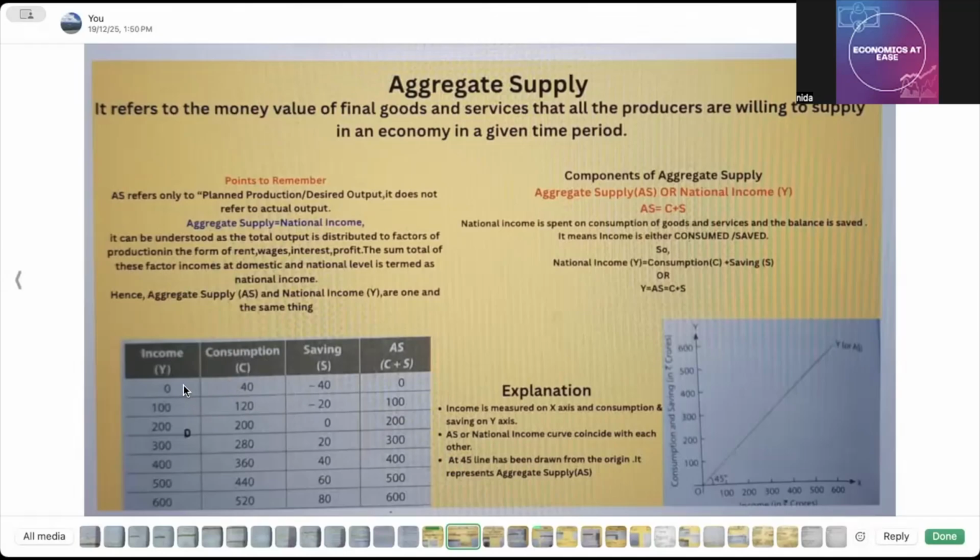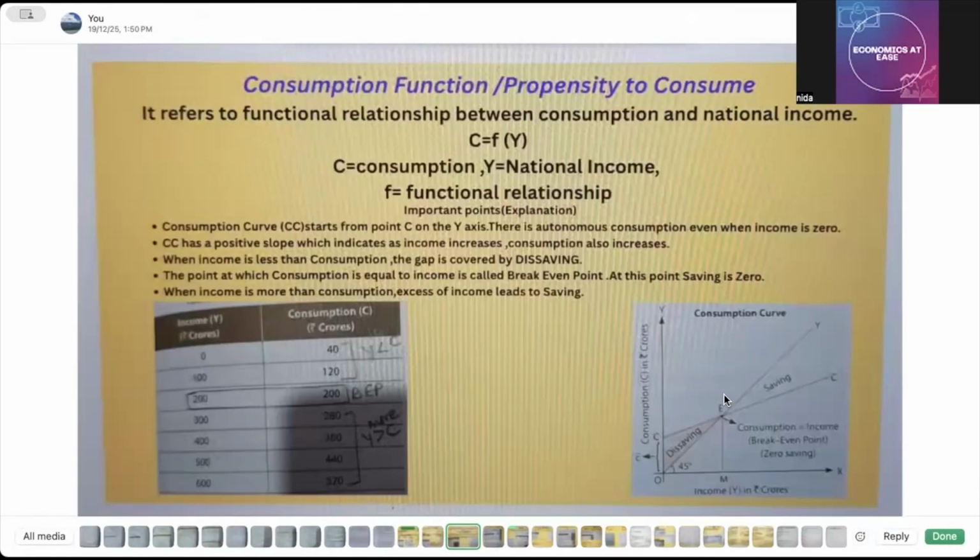With the help of this table we can easily see that when income is less than consumption, it is a condition of dissaving. In the next part we are going to discuss that. When income and consumption are equal, the saving is zero. And when income is more than consumption, there is positive saving. We can see this with the help of the diagram, the same table that I have told you.